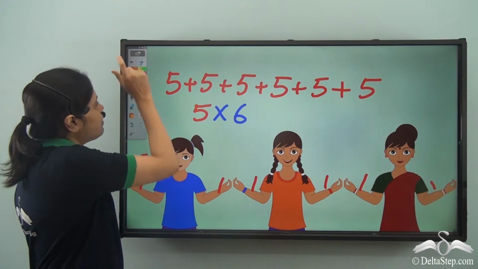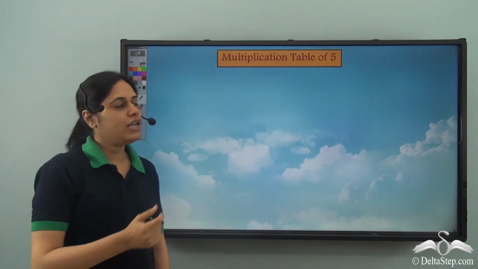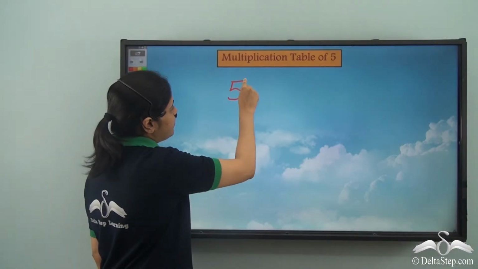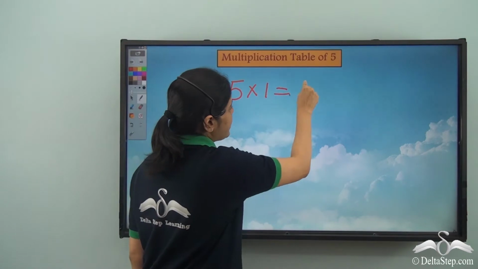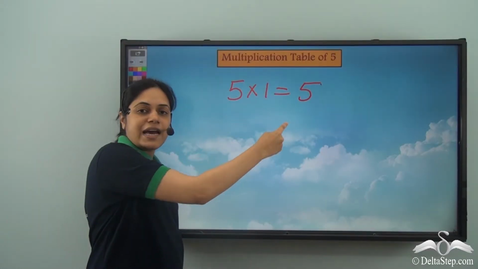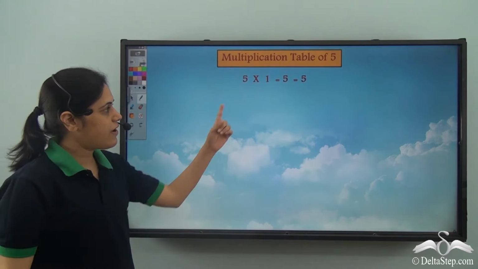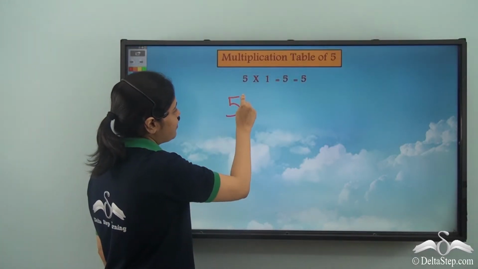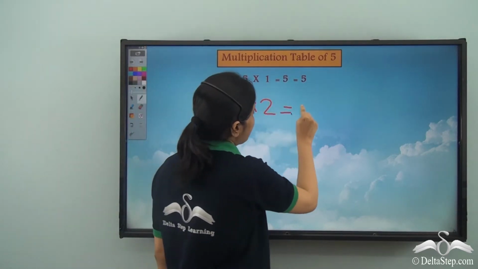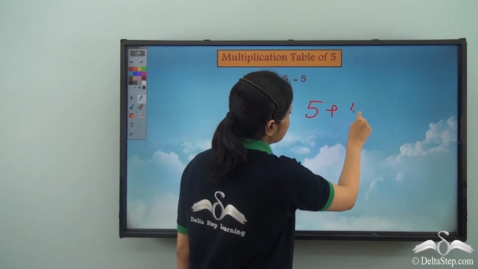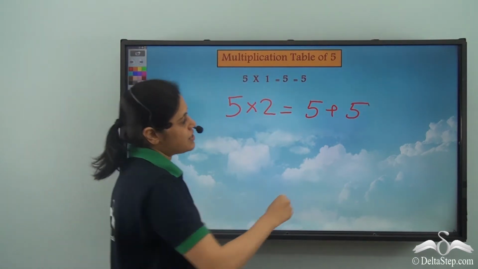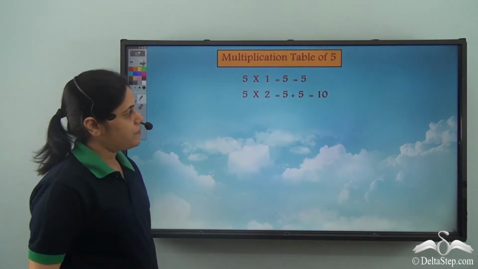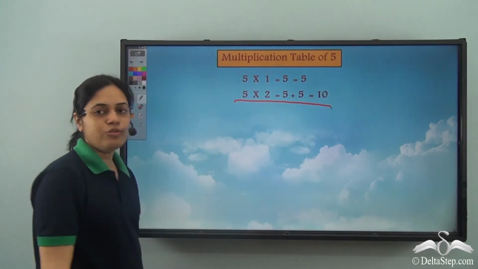So for this we need the multiplication table of 5. Let us make the multiplication table of 5. 5 into 1 is 5. So 5 1 times will be nothing but 5. What is 5 into 2? 5 into 2 is 5 added 2 times. So 5 plus 5 is 10. So this is 5 into 2.